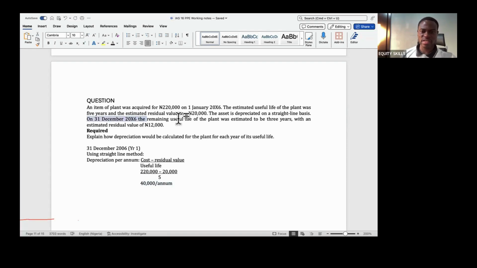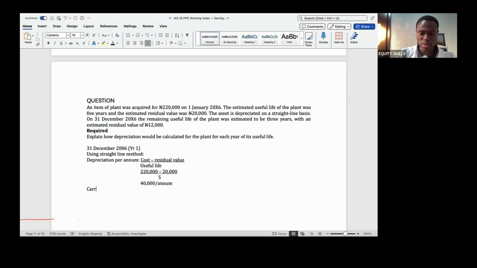However, after doing this, they came and said that we are revising the remaining useful life. From the end of this year, we are revising it to 3 years. The remaining useful life should have been 4 years, but now they say they are revising it to 3 years. And also, they are revising the residual value to 12,000. No problem. We are cool with that.